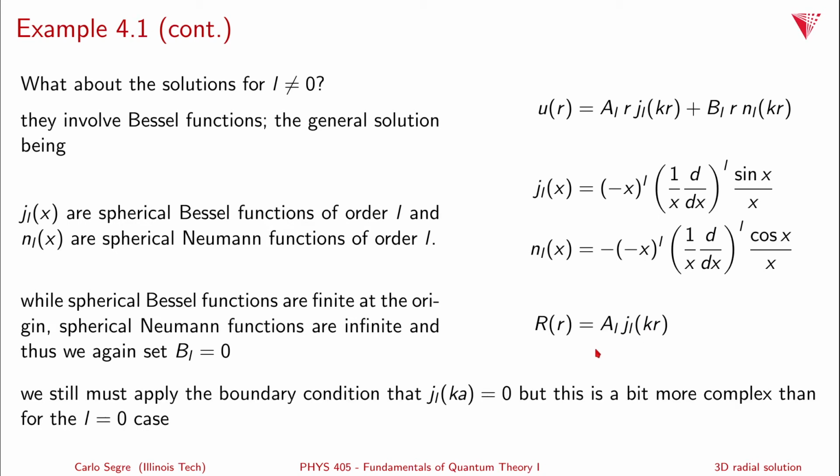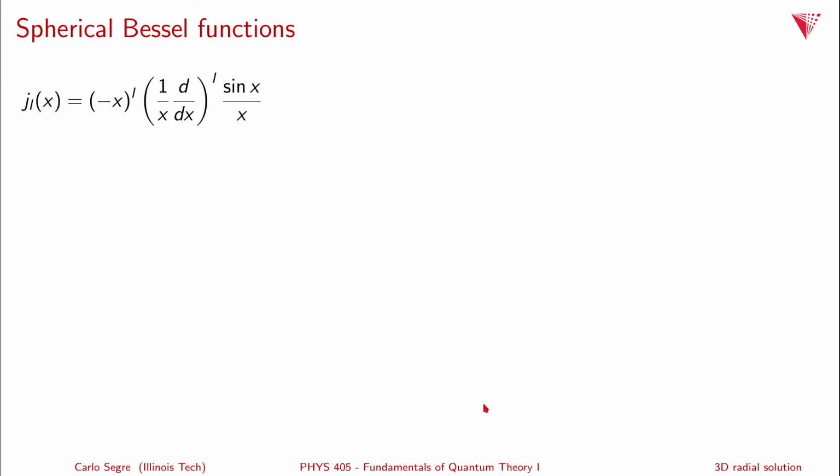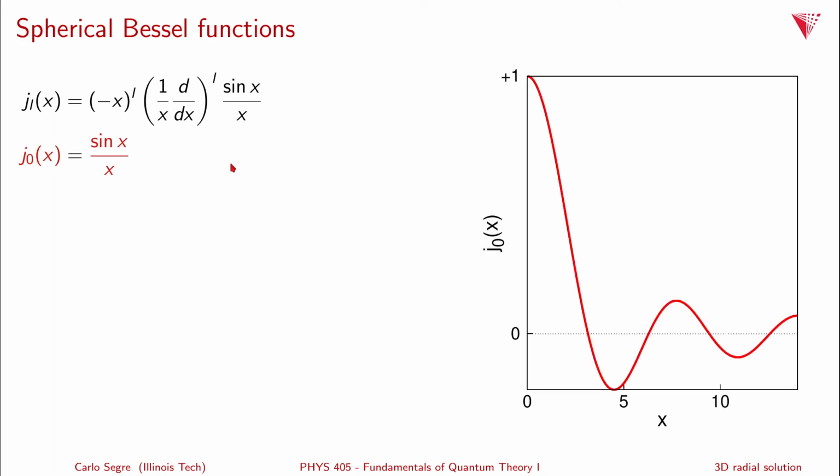So we still have to apply the boundary conditions, and that is j sub L of Ka equals 0. But unlike the L equals 0 case, this is a little bit more complicated. So let's take a look at what these spherical Bessel functions look like. So j sub 0 of x is sine x over x. When L equals 0, this term goes to 1. When L equals 0, you have no derivative, so it's just sine x over x. So if we plot this as a function of x, you can see what this Bessel function looks like.